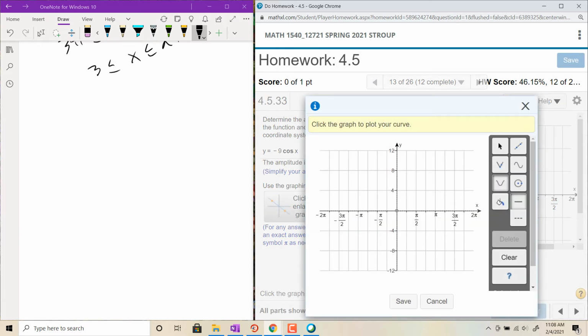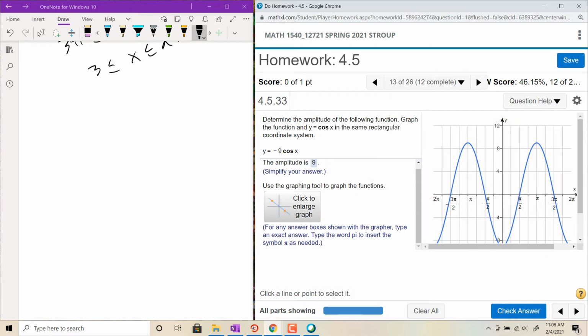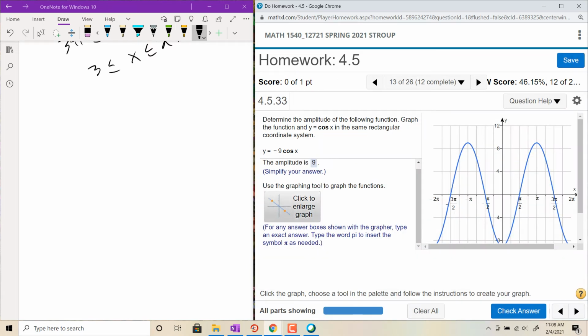Okay, so now for the cosine function, you use that. The amplitude is 9, apparently. There's a reflection. Save. Yes, thank you. Row. What did I do wrong?